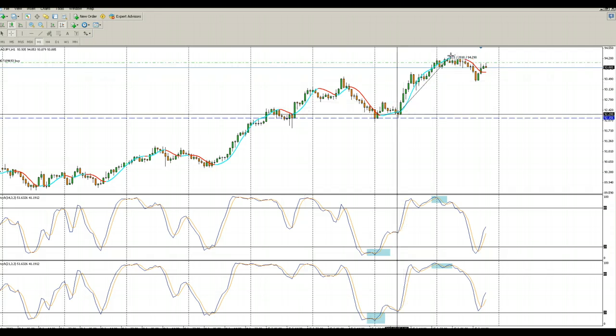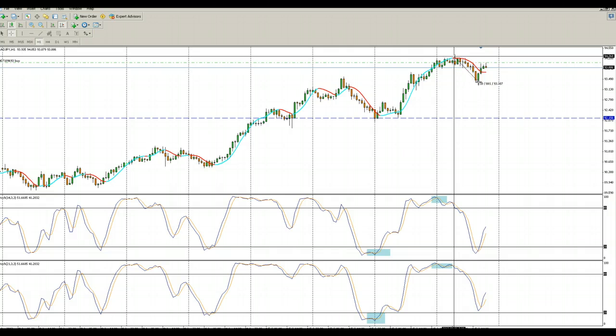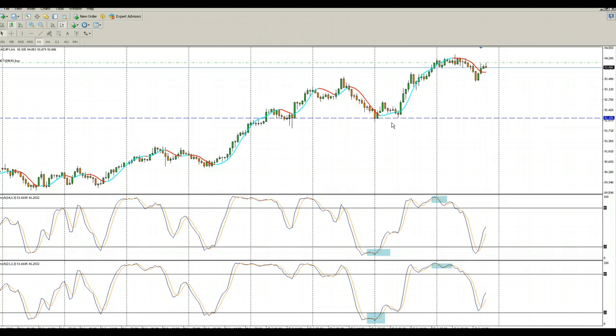It was about 210 pips, and from here to here, when it turned red, the market moved down 80-something pips. So that's how to use the slope indicator and price action, using the stochastics indicator as your confirmation.